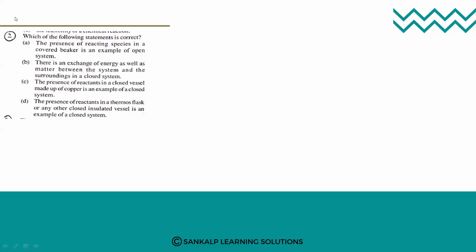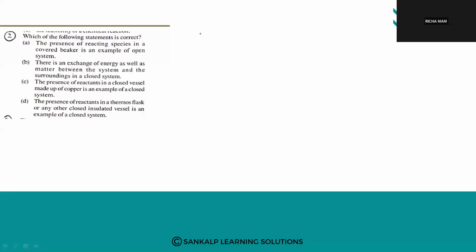So the presence of the reacting species in a covered beaker is an example of an open system. Here they have mentioned that the beaker is covered, right? If the beaker is covered, there cannot be exchange of energy. So this is not an open system. Open system means both the matter as well as the energy can be exchanged. So this is not the correct statement because it is covered.